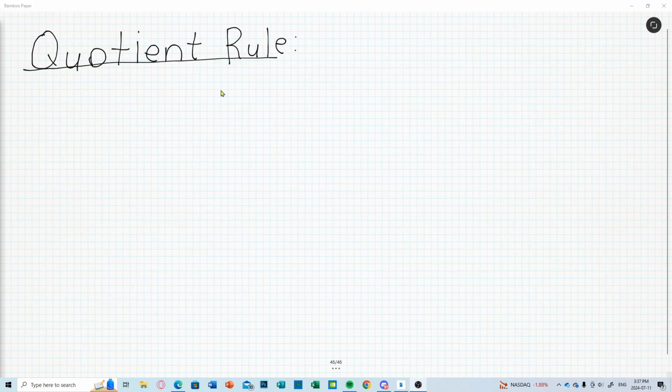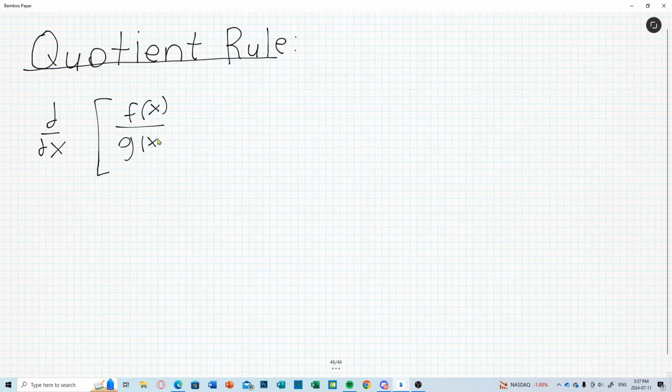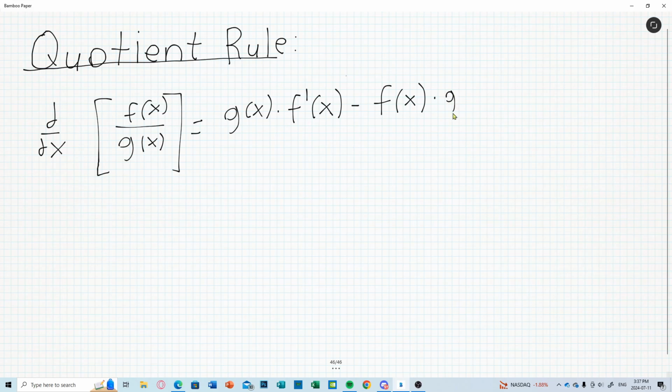Our final rule is the quotient rule. What the quotient rule says is the derivative of some function f divided by some function known as g is going to be equal to the regular function of g multiplied by the derivative of f, minus the regular function f multiplied by the derivative of g, all divided by g squared.